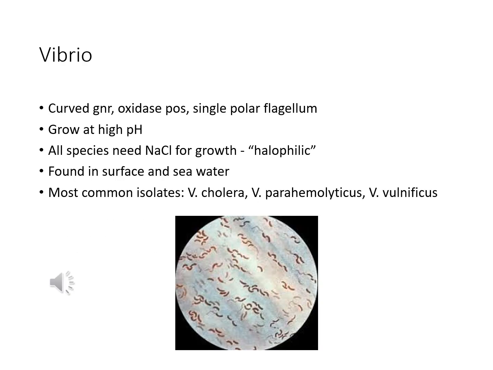So Vibrio, this is a gram-negative rod that is curved shape. It is oxidase positive and motile by a single polar flagellum. Growth, so salt. Vibrios will grow at a high pH. And their natural habitat is going to be surface water, and they require sodium chloride for growth, except for Vibrio cholerae.